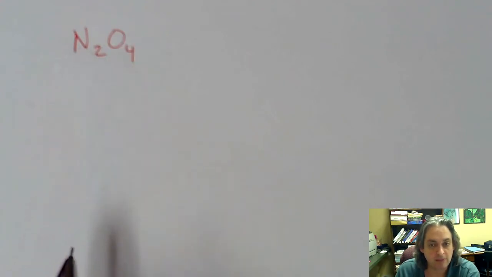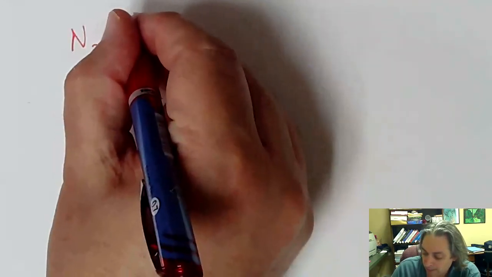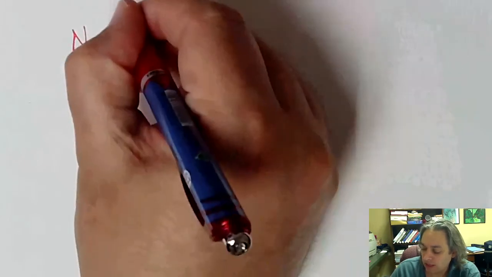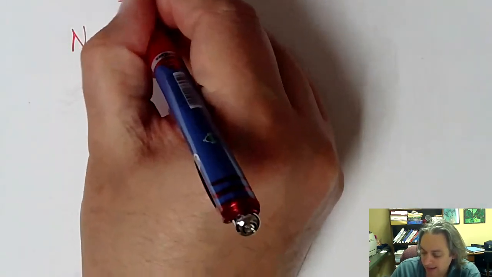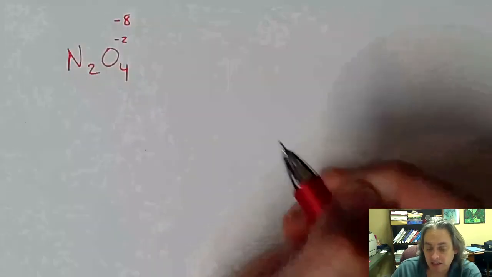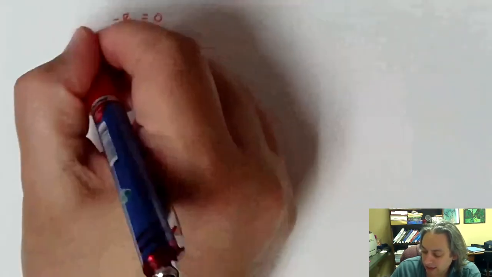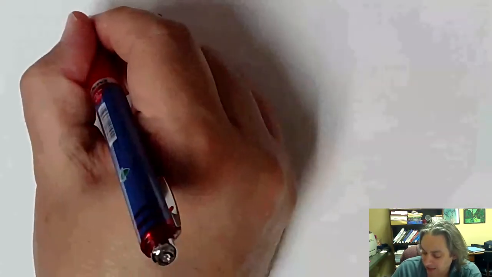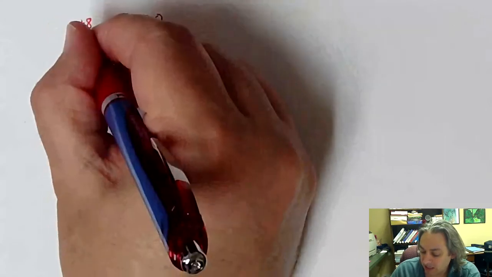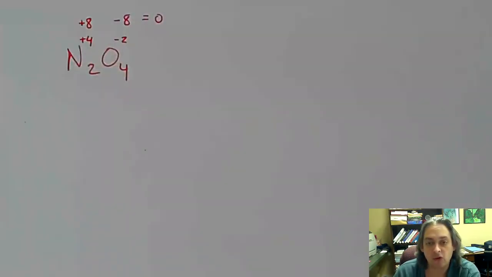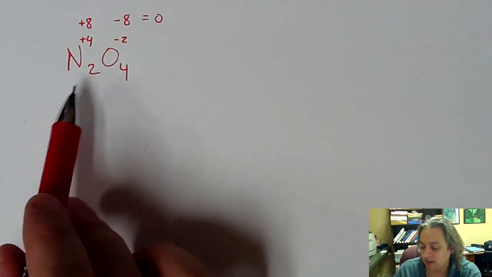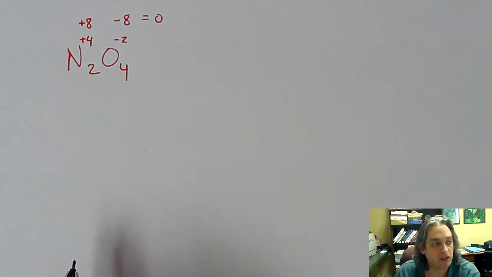This is not one of the exceptions to this, so we can write -2 above the oxygen. Since we have 4 oxygen atoms, the total oxidation state will end up being -8. And so since the sum of the oxidation states has to equal 0, that means the total oxidation state for the nitrogen has to be a +8. Since we have 2 nitrogen atoms, one of the nitrogen atoms will have an oxidation state of +4. So in this molecule, N2O4, dinitrogen tetraoxide, the oxidation state for the nitrogen will be a +4.